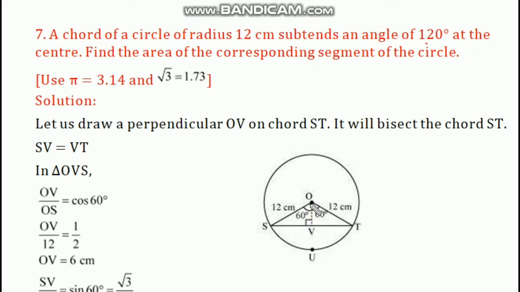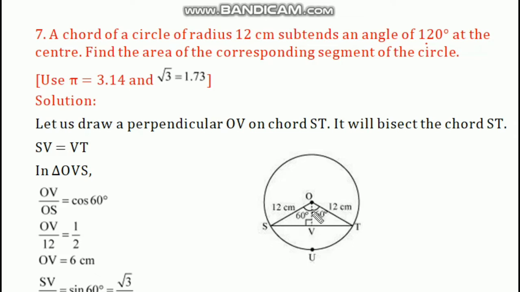Then we will get two right angled triangles. In a right angled triangle, if we know the base and height, we can find the area. But here we don't know the base and height, but we know that SV equals VT. These two are equal. If we find SV, that is equal to VT. So first we need to find SV and OV.